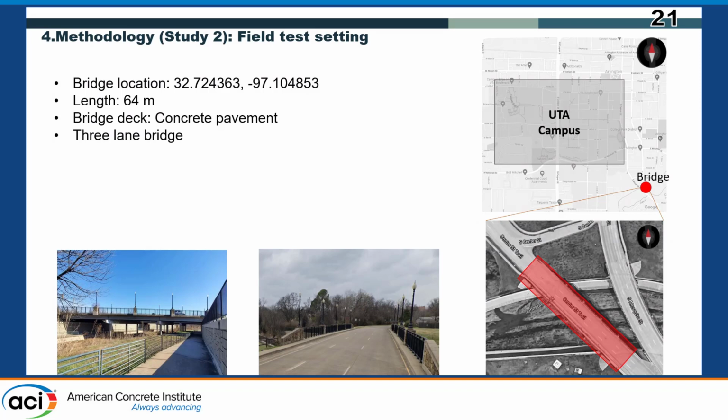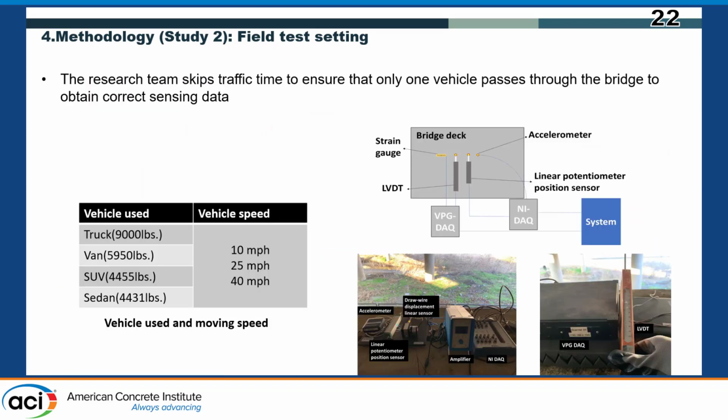And this is the other test, the field test location. It's nearby the UTA campus. In the field test, we use 4 different vehicles, which means 4 different weights, and try 3 different speeds. And we make sure we are the only vehicle passing through the bridge, to make sure we get the correct signal.